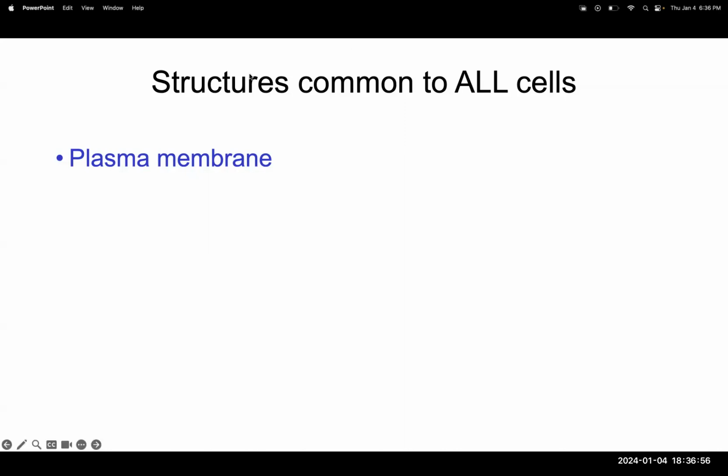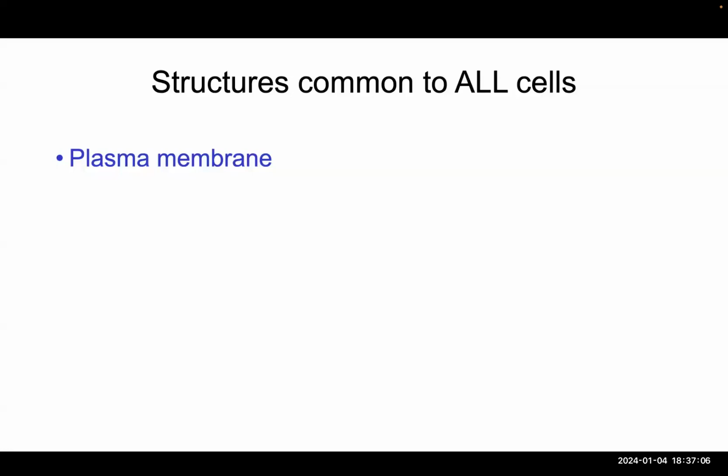Now, it doesn't matter what kind of cell it is. There are some structures that are common to all cells, and I put all in capital here because there are no exceptions. One thing that we'll talk about is the plasma membrane. The plasma membrane is a structure that surrounds the outside of a cell, and I'll show you a picture in a minute. It kind of contains the cell. If I highlight something in blue, that means it's an important vocabulary term. Other ones are important too, but that's something we're going to discuss more.